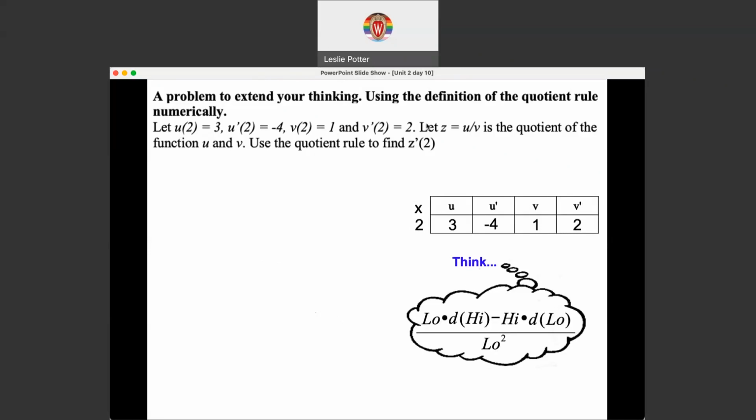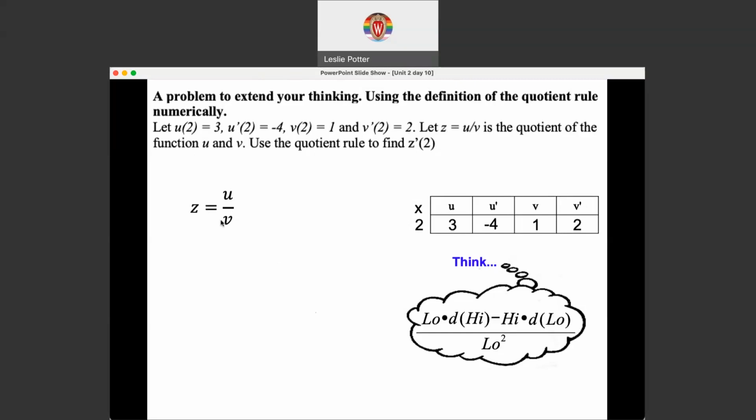Okay, so here's the question. Let Z equal U divided by V. So now I know U is the high and V is the low because of what they stated. Okay, and then they go on to say that's the quotient of function U and V. Use the quotient rule to find Z prime of 2. Okay, so we know Z is U over V, right? We just stated that, I just rewrote it.